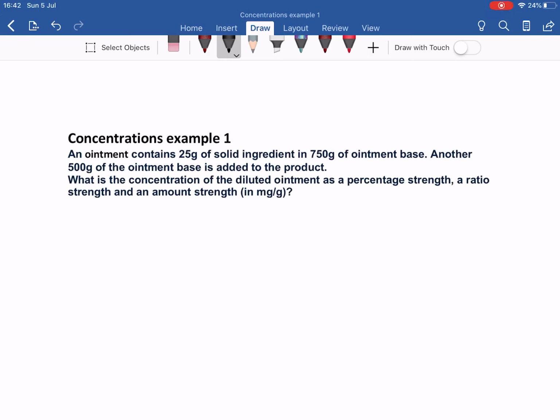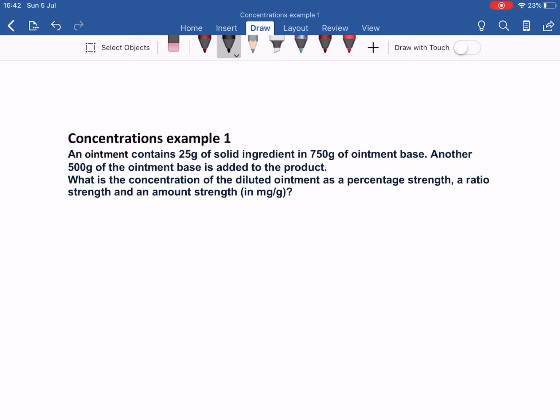An ointment contains 25 grams of solid ingredient in 750 grams of ointment base. Another 500 grams of the ointment base is then added to this product, and we're being asked to calculate the concentration of the diluted ointment as a percentage strength, a ratio strength and an amount strength.